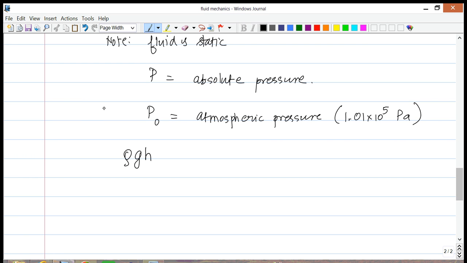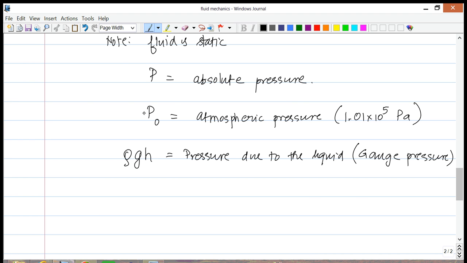The term rho g H is nothing but the pressure due to the liquid, and it has a special name. It's called the gauge pressure. So understand this: the total pressure is the pressure due to the atmosphere plus the pressure due to the liquid, and this particular rho g H term has a special name. It is called the gauge pressure. In the next video, we'll try to solve some problems and apply this concept to some simple problems.